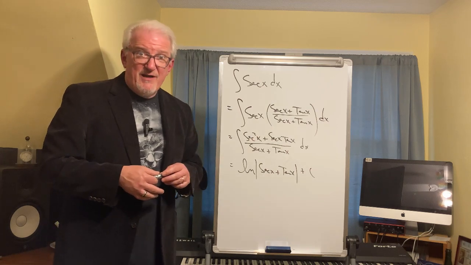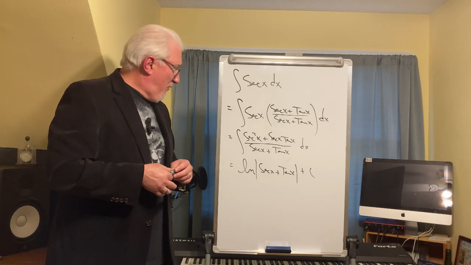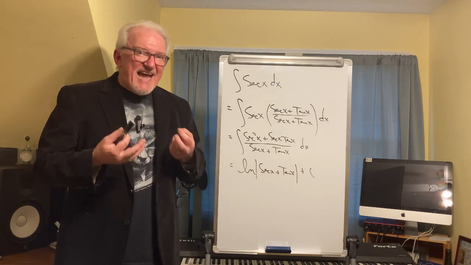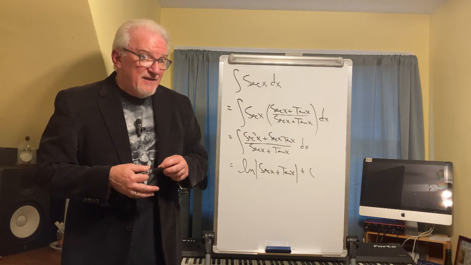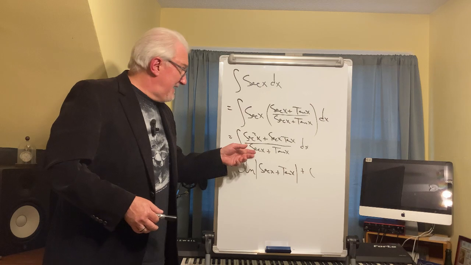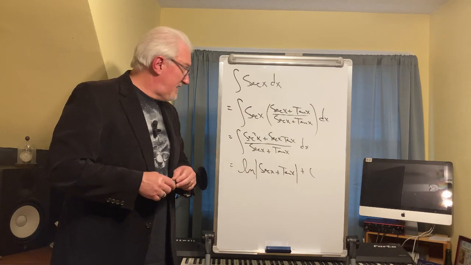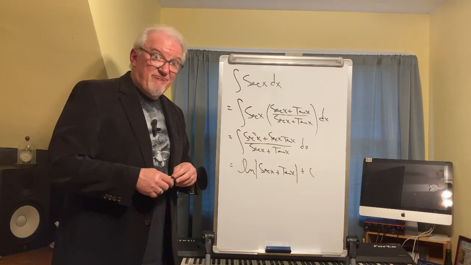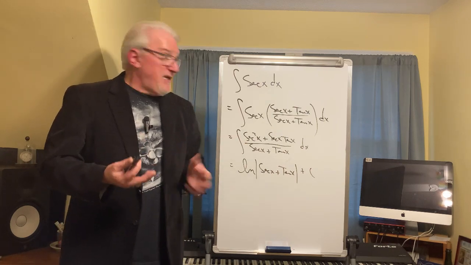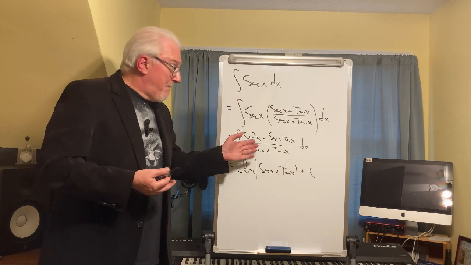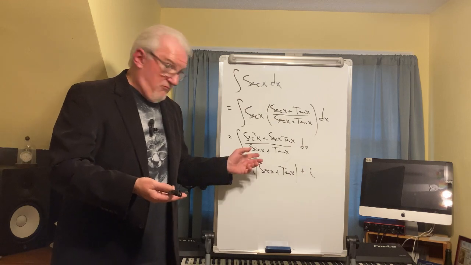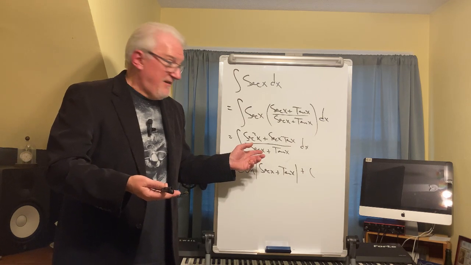Well, let's take a look at this new integral. What we can notice is that the numerator is exactly equal to the derivative of the denominator. Well, check it out, right? The derivative of secant of x is secant x tangent of x. The derivative of tangent of x is secant squared x. And so what we have is a new integrand equivalent to the first, but an integrand of the form du over u, where u is secant of x plus tangent of x.